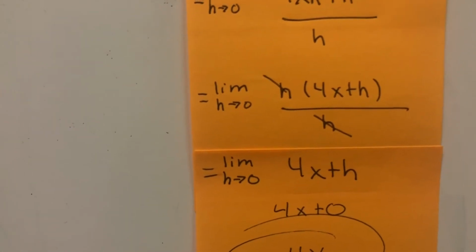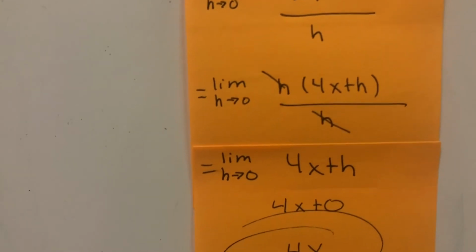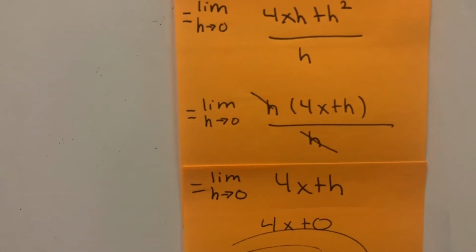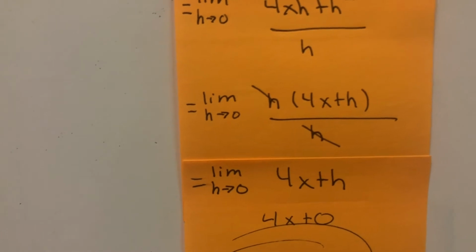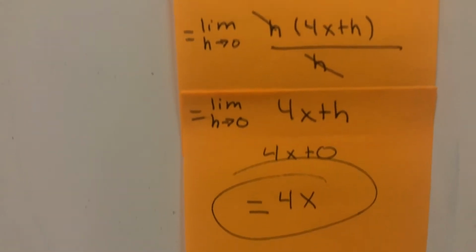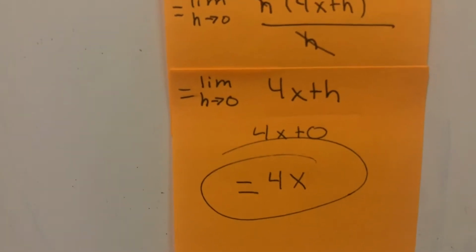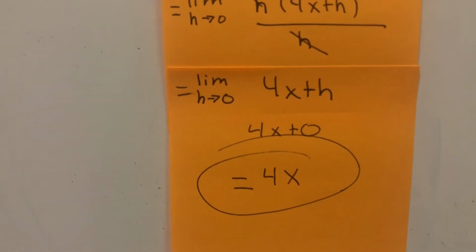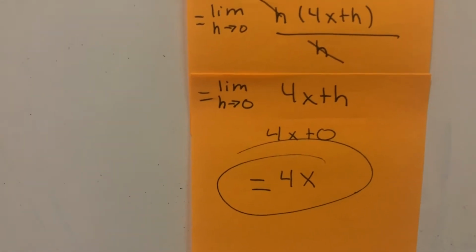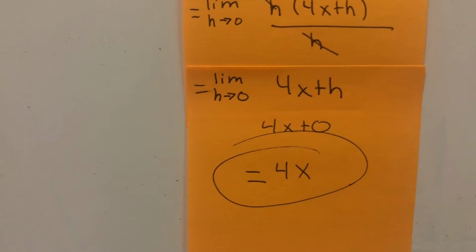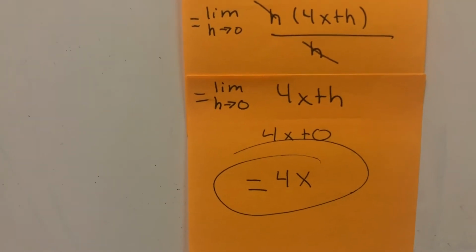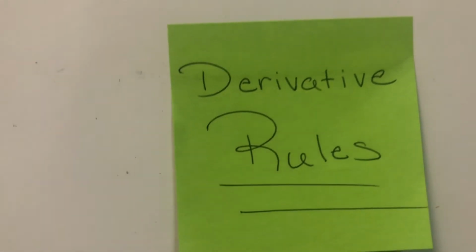We can go ahead and substitute in the 0 for h here, because we're not going to be doing anything illegal, like dividing by 0. That's going to give us 4x plus 0, which gives us our answer, 4x. So 4x is our derivative. So this is the long way of doing it. There are a couple of other ways to do so using derivative rules.